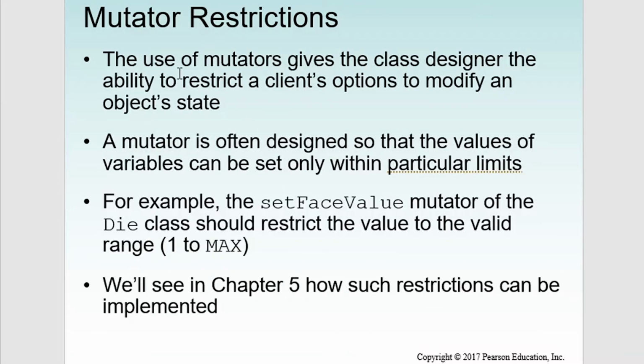Mutator restrictions. The use of mutators gives the class designer the ability to restrict a client's options to modify an object state. A mutator is often designed so that the values of the variables can only be set within particular limits. For example, the setFaceValue mutator of the die class should restrict the value to a valid range of 1 to max. We will see in Chapter 5 how such restrictions can be implemented.